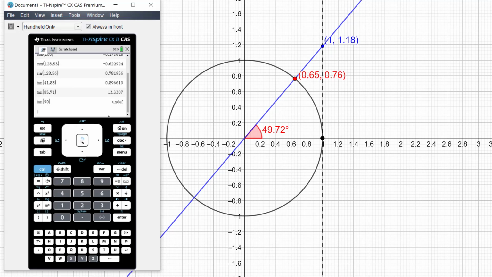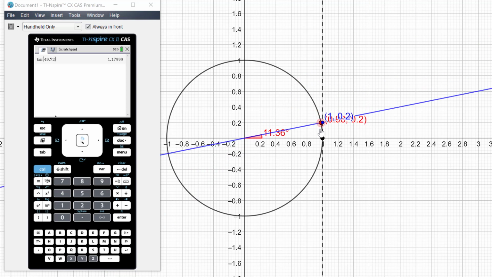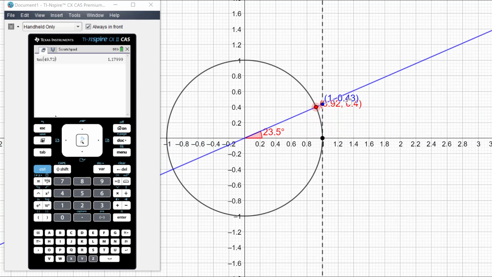Again, we should be able to confirm that with our CAS. Let me just delete some of these calculations. We should be able to confirm that tan of 49.72 is 1.18 to 2 decimal places. Obviously when the angle is 0, tan will also be 0. And then as the angle increases, tan gets bigger. Here we're looking at the blue point, sorry, I know they're overlapping, but tan of 23.5 is 0.43.